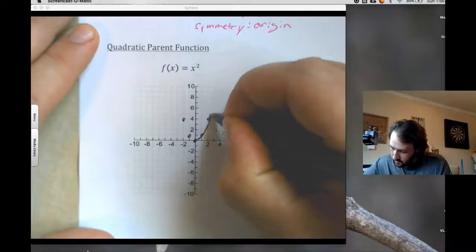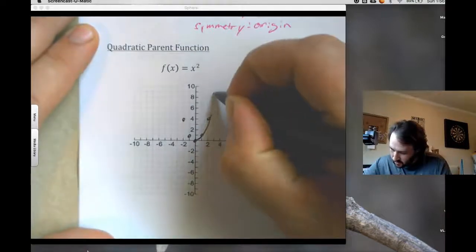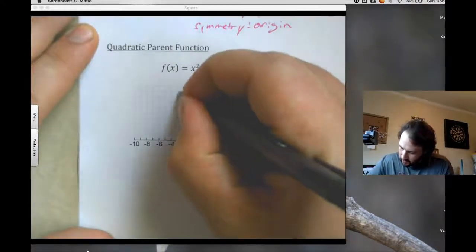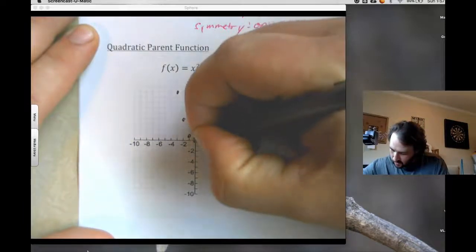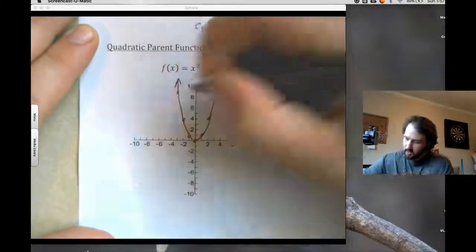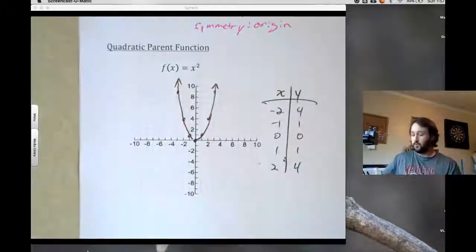it kind of goes away. I can also do 3 squared is 9. Goes away like that. -3 squared would also be 9. So I have a quadratic equation. It's called a parabola as well.